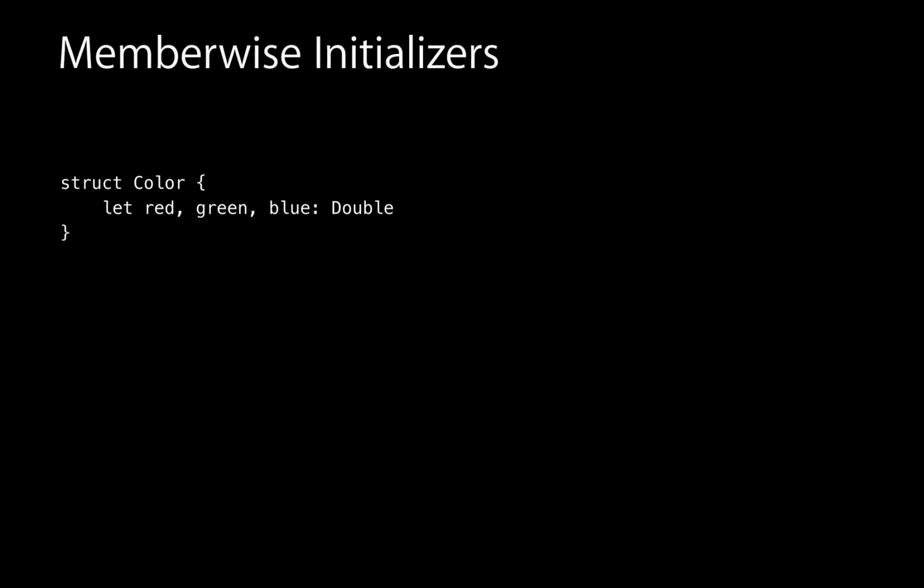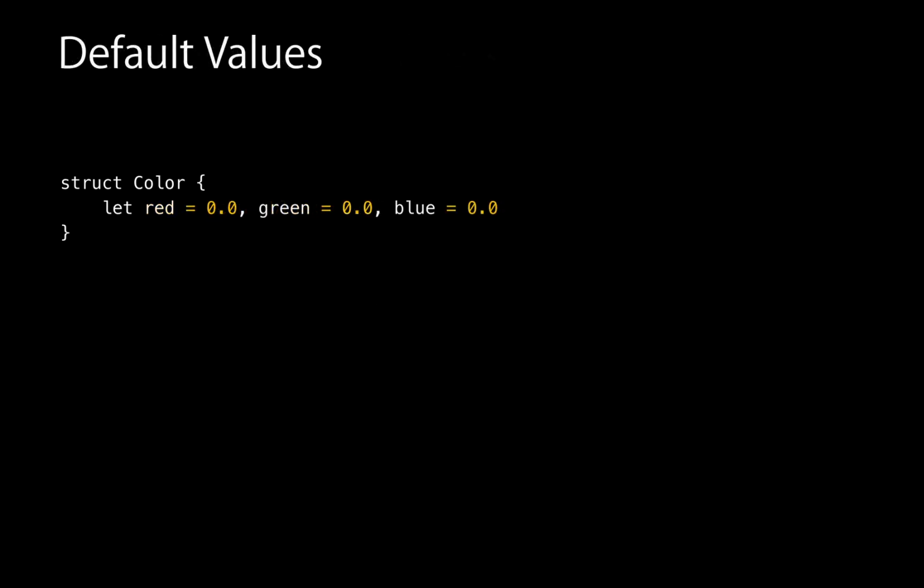Now in structures, if you don't define any of your own initializers, Swift provides you with a member-wise initializer automatically. The member-wise initializer has arguments that correspond to each of that class's or structure's stored properties. You can also provide default values in line directly for your stored properties. And when you've set all of your stored properties and you haven't defined any of your own custom initializers, Swift provides a default initializer for you to use that takes no parameters and creates an instance with the properties you set as default values when you declared your structure.